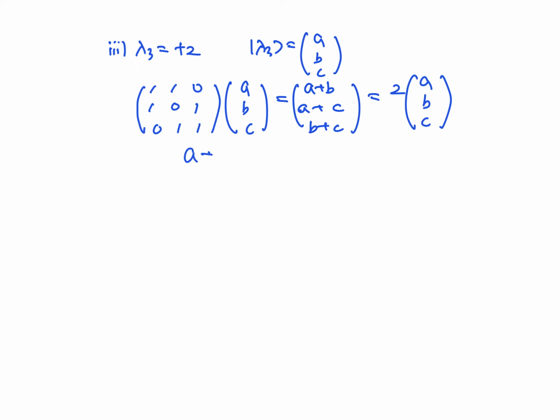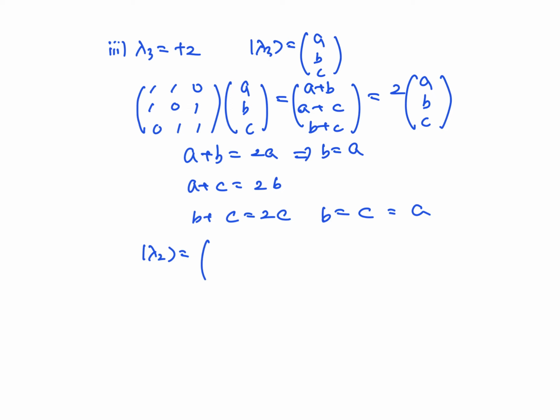So A plus B is 2A. That means B is equal to A. A plus C is 2B. B plus C is 2C. B is equal to C, right? A.